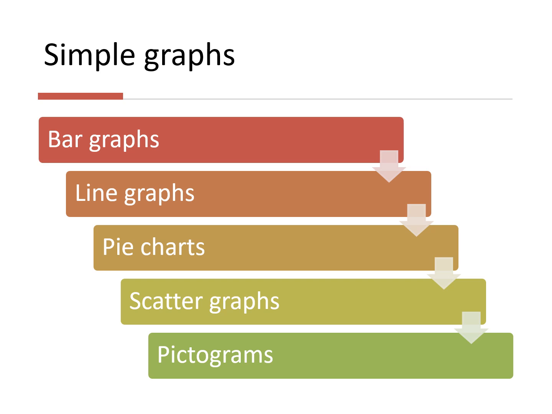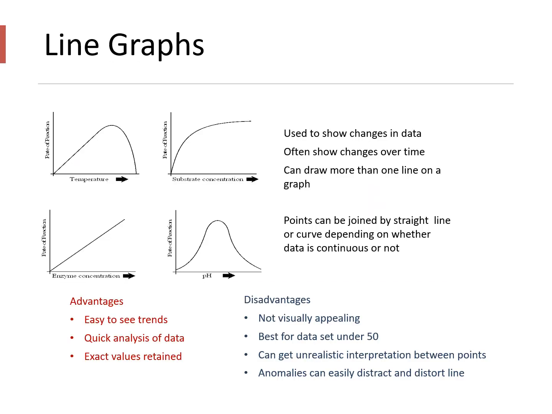We're going to start with really simple graphs. These are the ones that you've probably seen in textbooks or may have even produced yourself in the past. They are very basic, like bar graphs or line graphs or pie charts, and are very easy to read on the whole, but they have their own individual strengths and weaknesses. So we're going to start with line graphs.